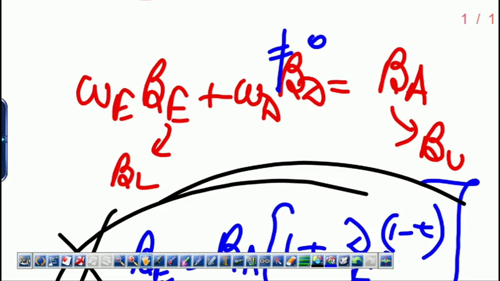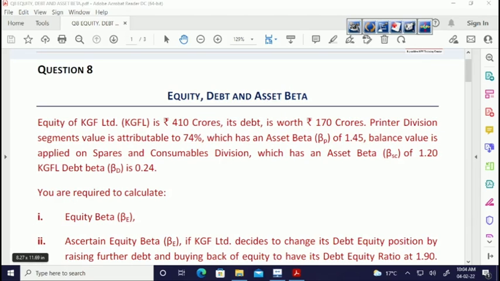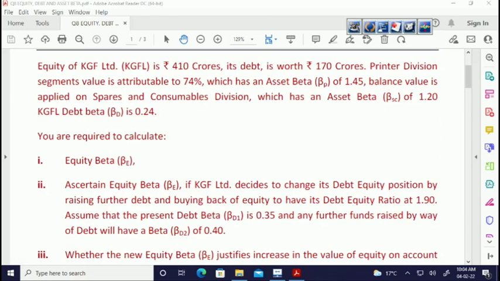Given this background, let's approach the question. So here is the question. Equity of KGF is 410 crores. So imagine the balance sheet, equity 410. Its debt is 170 crore. Okay, 410 plus 170, balance sheet 580 crores. Printer division segment's value is attributable to 74%. That means it seems the company is present in multiple businesses.